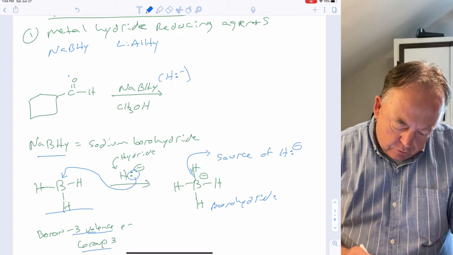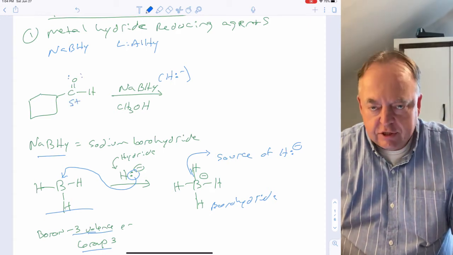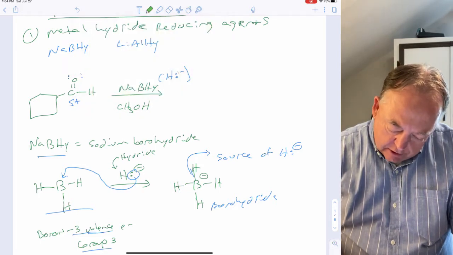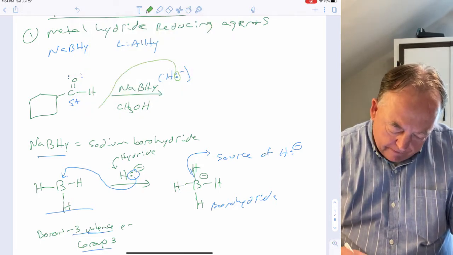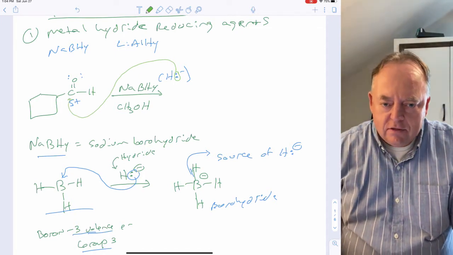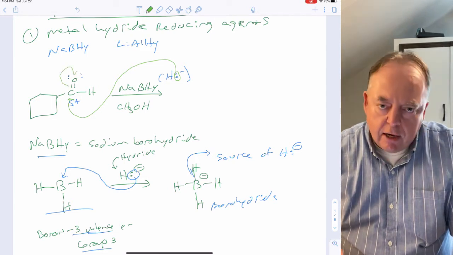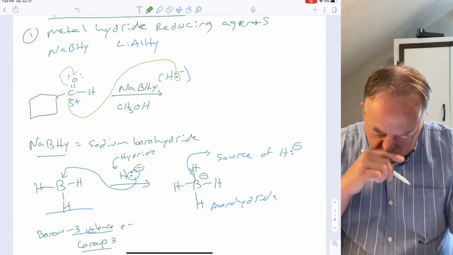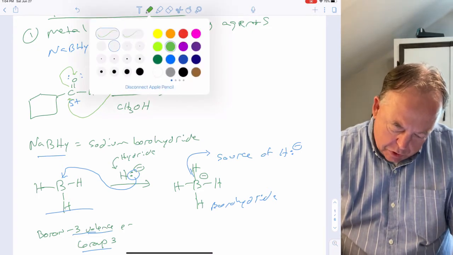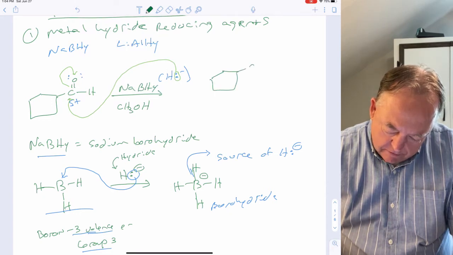So if you reacted that with an aldehyde or a ketone, carbon's partial positive, hydrogen's negative, so they're going to react with each other. You can take that lone pair on hydride, make a bond to this carbon, and if you make a bond, you can't put 5 bonds on carbon, so you have to break a bond. The bond that gets broken is the weakest bond, the pi bond. So break one of the C double bond O's.